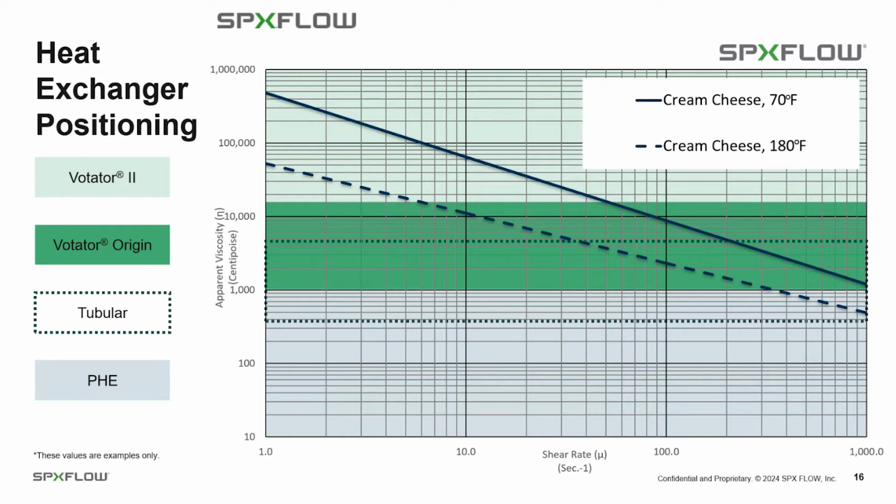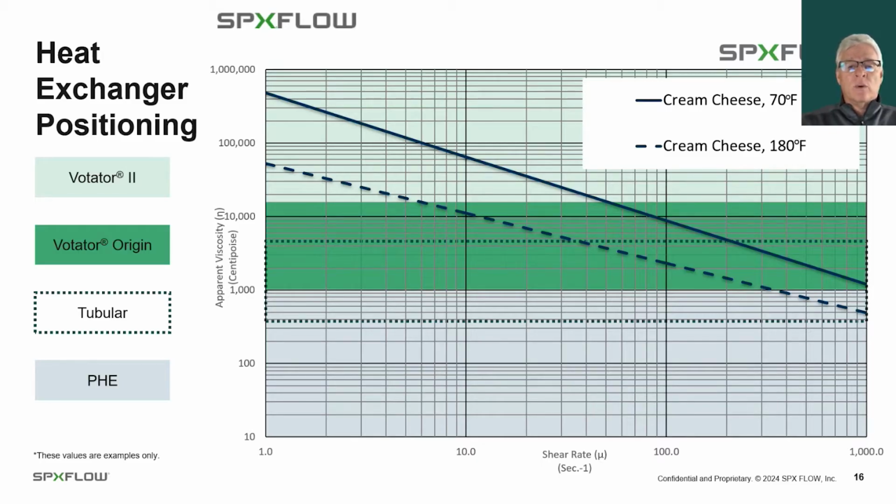Steve, I think previously you mentioned to me that you've had customers with cream cheese try to decide between a Votator II or an Origin. Can you talk a little bit more about that? Yes. A lot of customers, when they're batching, they have to bring this cream cheese up to temperature and then cool it.